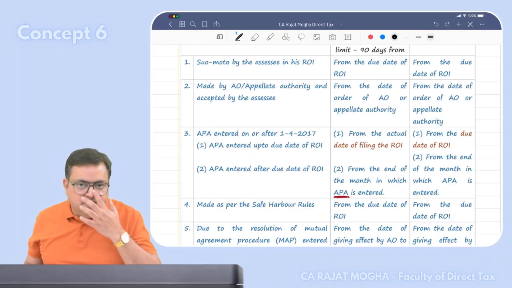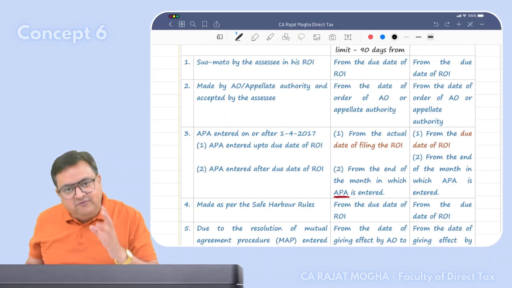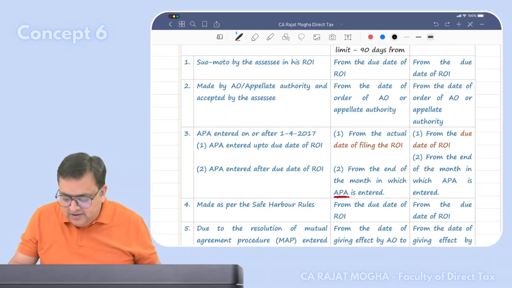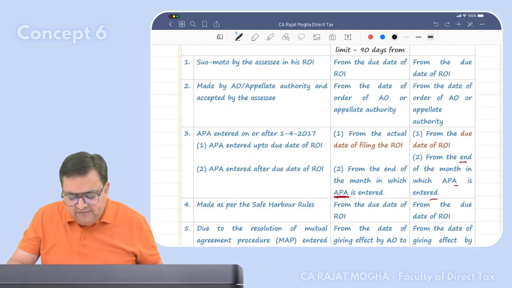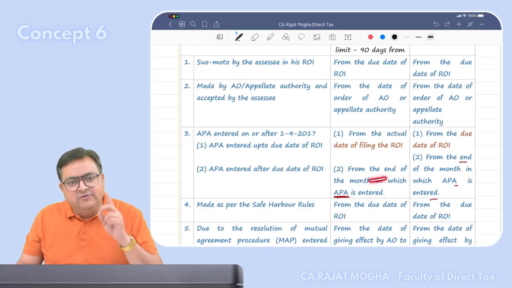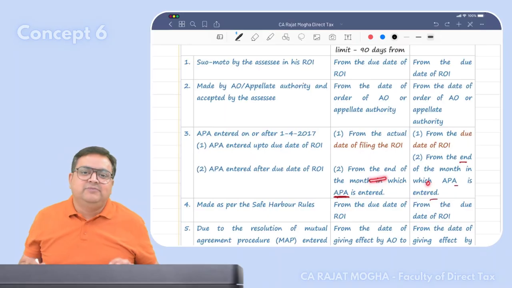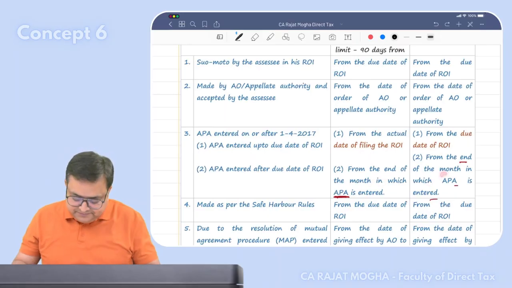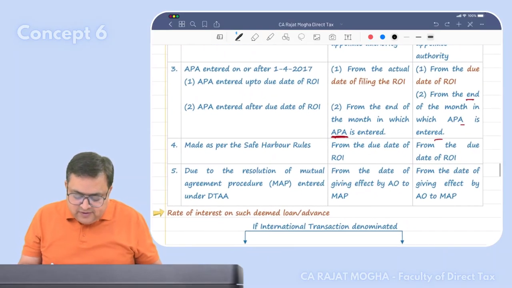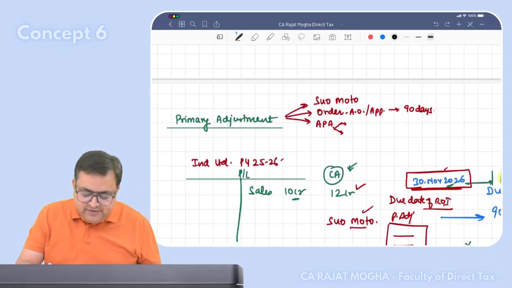And if you don't bring this money back, we will start your interest. From which date we will start the interest? Same date. From the end of the month in which APA is entered, from this date, everywhere it is same. 90 days will also be counted from that date. We will start the interest period also from that date. Correct? Okay.